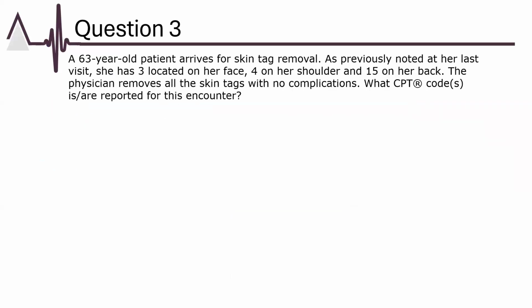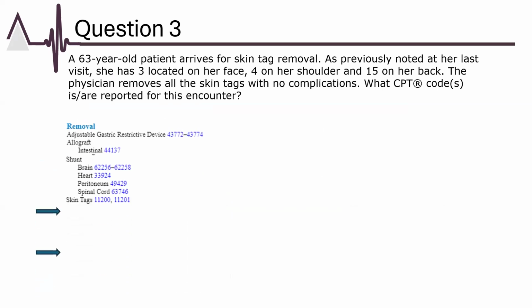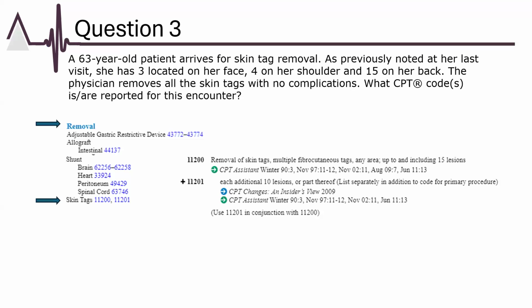Question 3. A 63-year-old patient arrives for skin tag removal. As previously noted at her last visit, she has 3 located on her face, 4 on her shoulder, and 15 on her back. The physician removes all the skin tags with no complication. What CPT code or codes are reported for this encounter? Look in the CPT index for removal skin tags, and you are directed to 11200 and 11201. Based on the documentation, the total number of skin tags removed is 22.